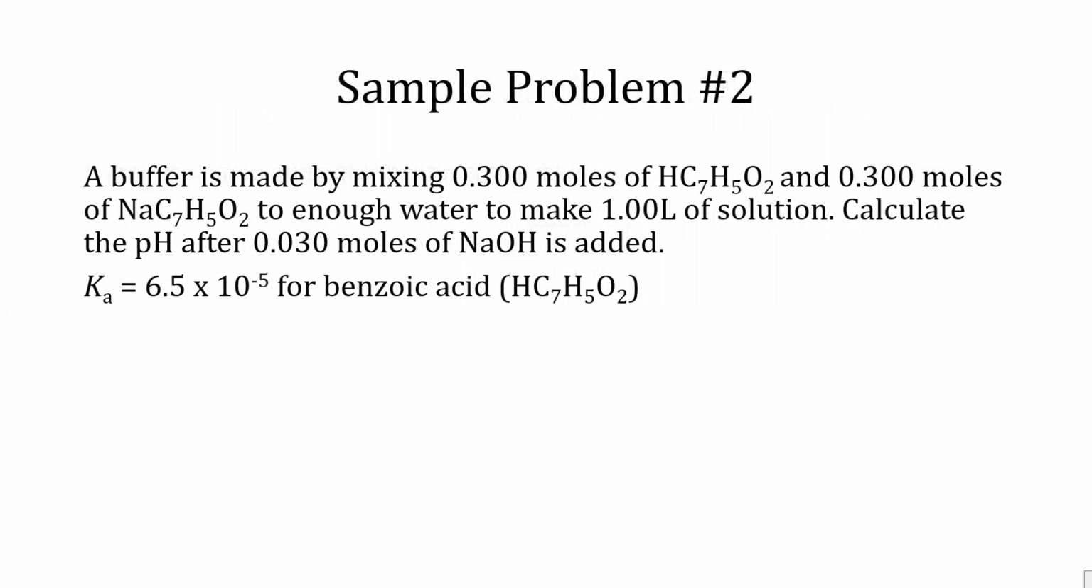Here's another sample problem for you to try. A buffer is made by mixing 0.300 moles of HC7H5O2 and 0.300 moles of NaC7H5O2 with enough water to make 1 liter of solution. Calculate the pH after 0.030 moles of NaOH is added. Ka equals 6.5 times 10 to the minus 5 for benzoic acid.